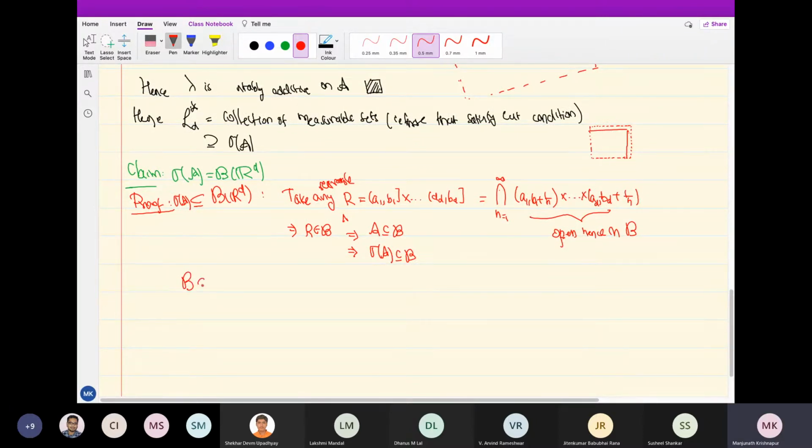What about the other way? The Borel sigma algebra is contained in sigma of A. How do we show this? You have to say that, for example, every open set is there. How do we show this?